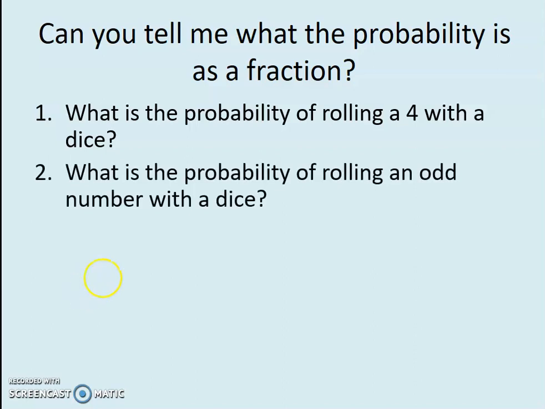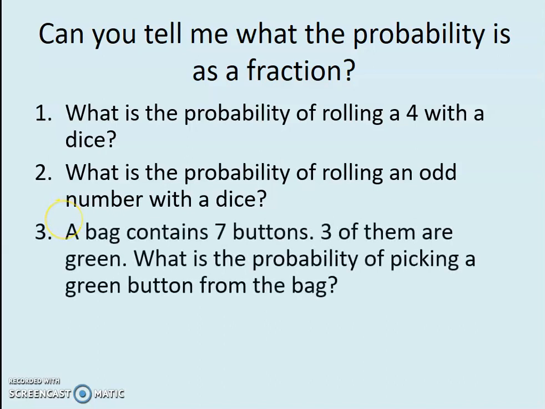Second question. What is the probability of rolling an odd number with the dice? How many odd numbers are there? You have 1, 3 and 5. There are totally 3 odd numbers out of the 6 chances. So the probability will be 3 over 6, which is 1 over 2. It is always good to simplify your fractions.